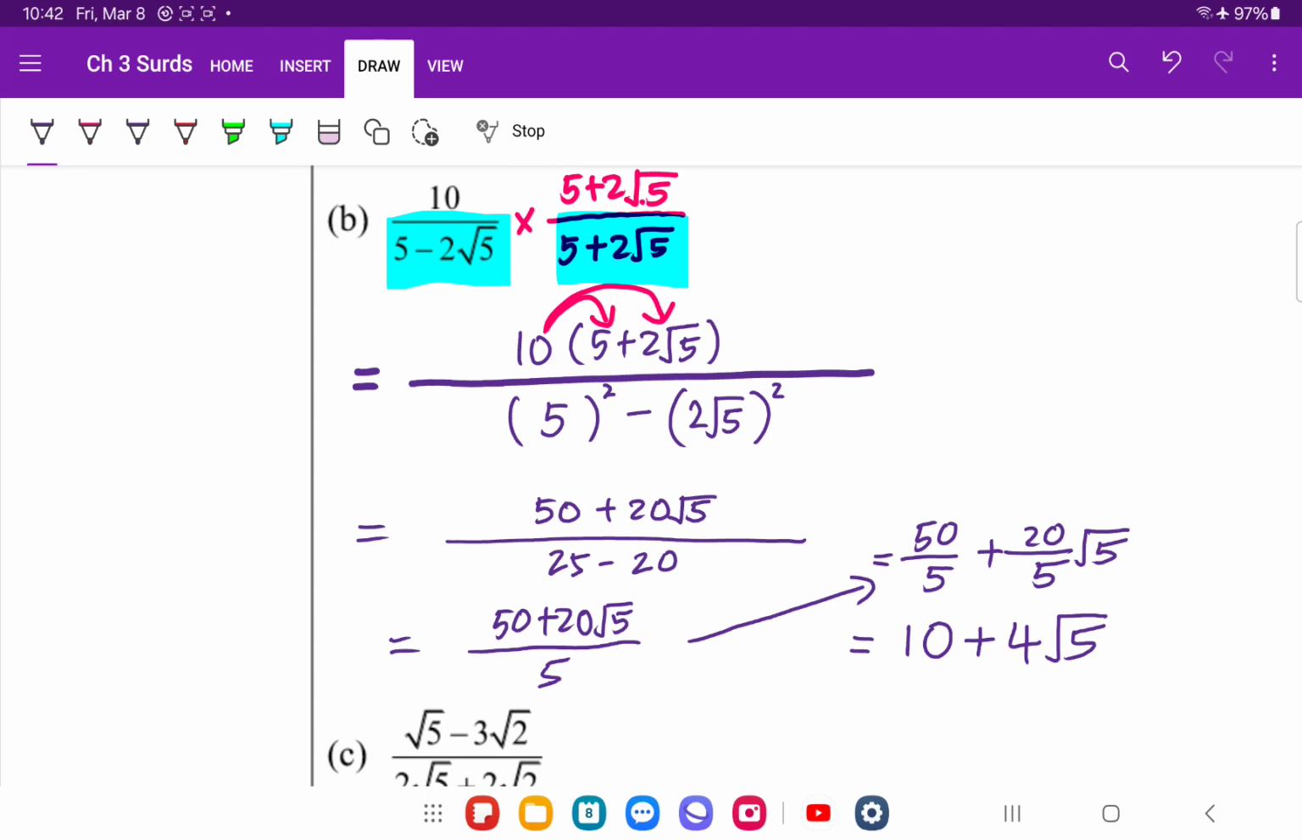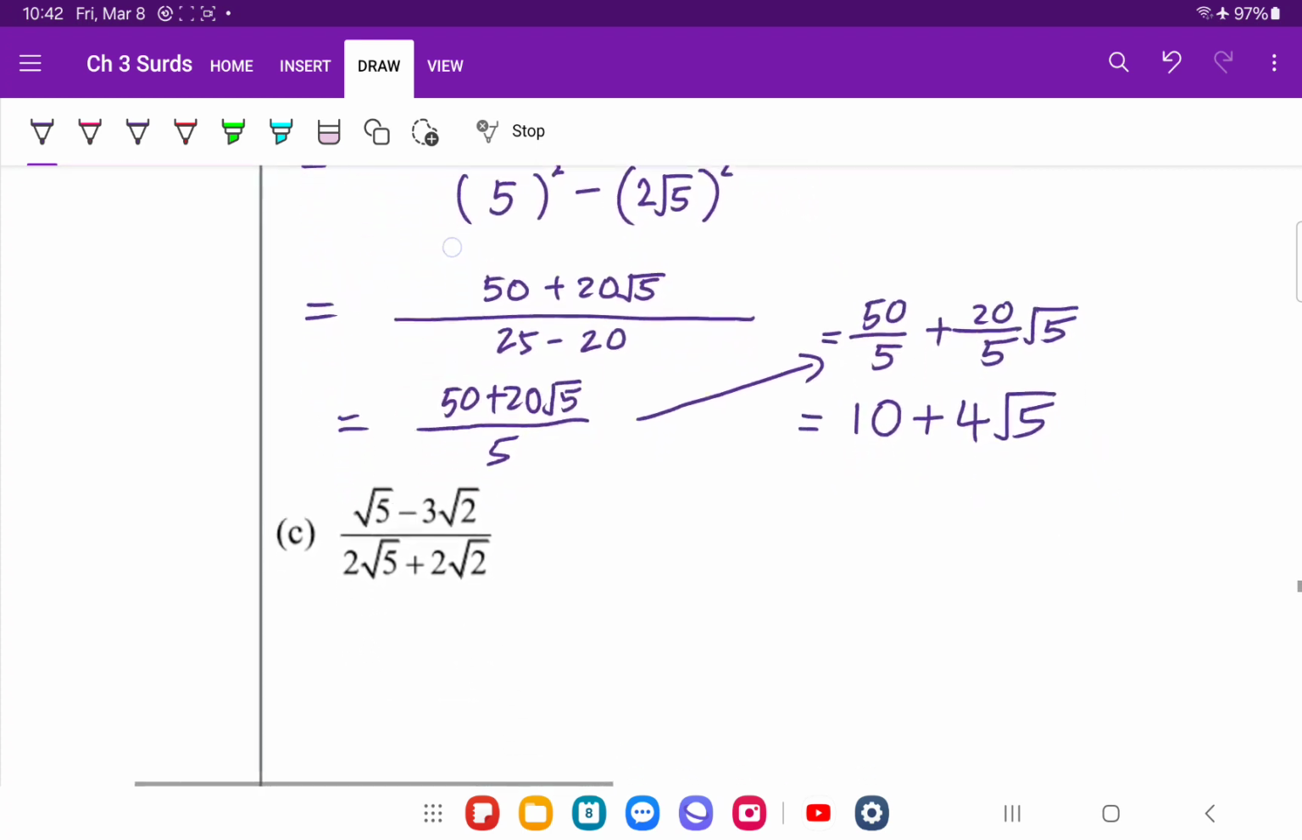Am I too fast? Is the speed okay? Okay, I will go a bit slower because some of you are shaking your head already. Okay, let's go to the next one.